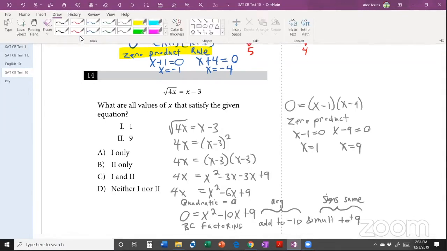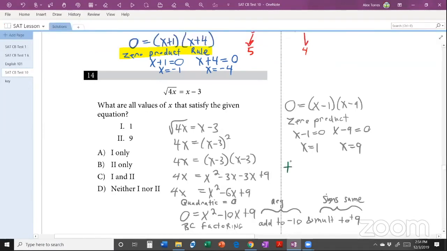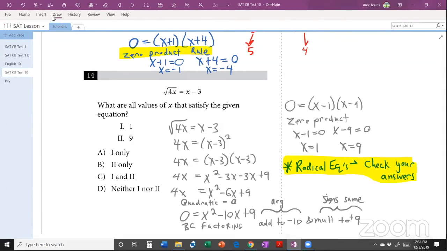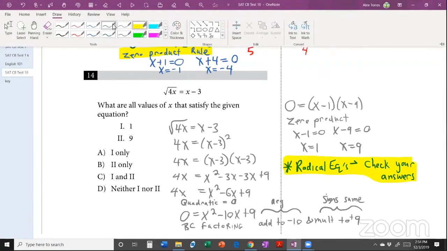Now, super duper important here is that for radical equations, you need to check your answers. You need to plug them back in. A lot of times these are just traps that are set for us to get 1 and 9 as our answers and go ahead and pick choice C. Now, choice C might be the right answer, but we don't know until we plug them back in and make sure that they're the right answers.